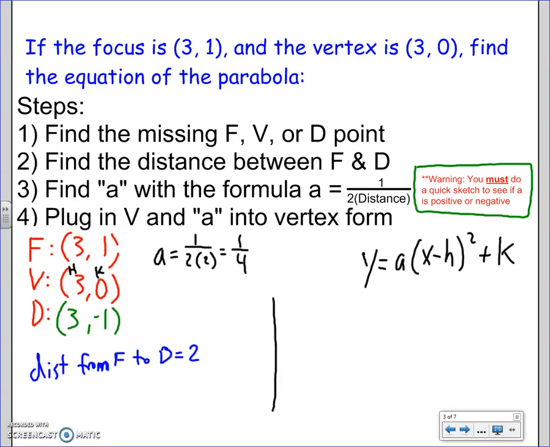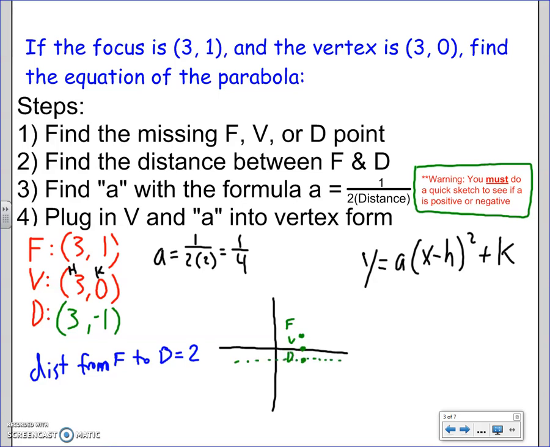So when I sketch this, each has 3 dots. I always go in order: F first, then V, then D, because D is the one that has the line. So let's try this. (3, 1): I go right 3, up 1. Right 3, 0. Then right 3, down 1. All right, so this is our F, this is our V, and this is our D. Remember, D has a line.